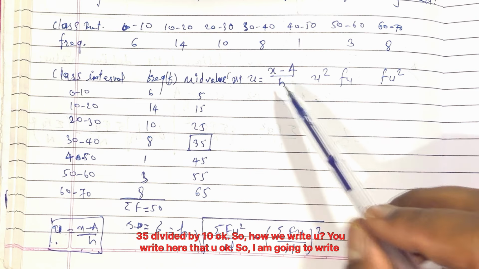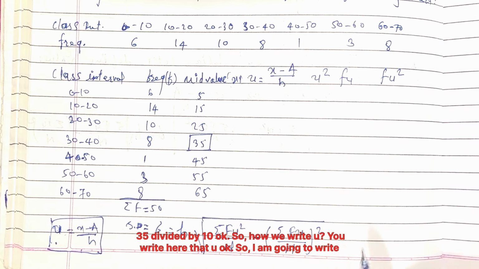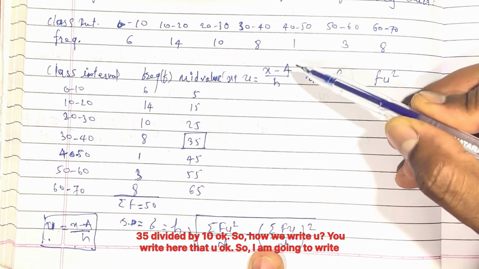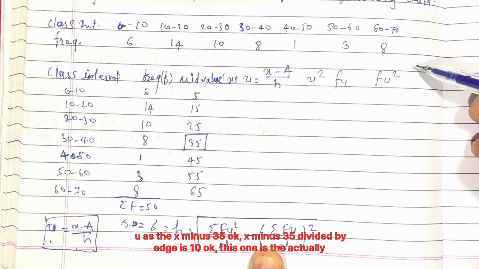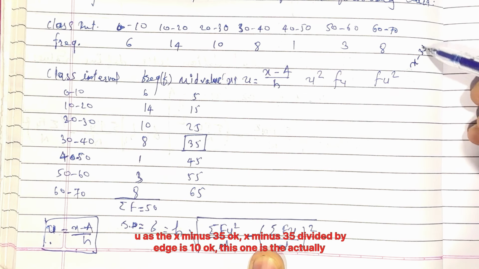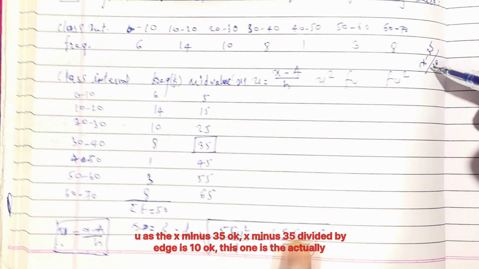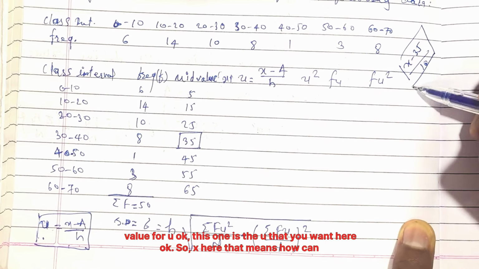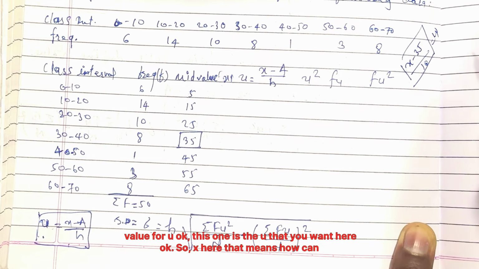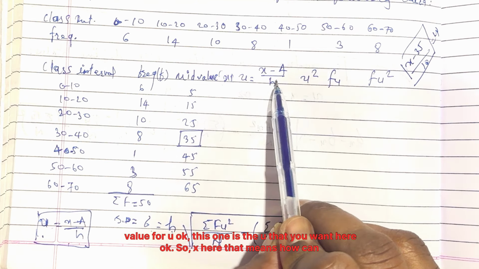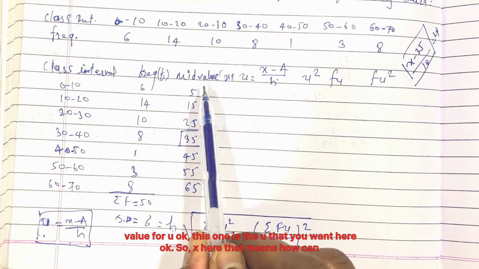So how do we write U? U we write here as U. So I'm going to write U as X minus 35, X minus 35 divided by H, which is 10. This one is actually the value for U. This is the U that we want here. So X here, that means how can we write?